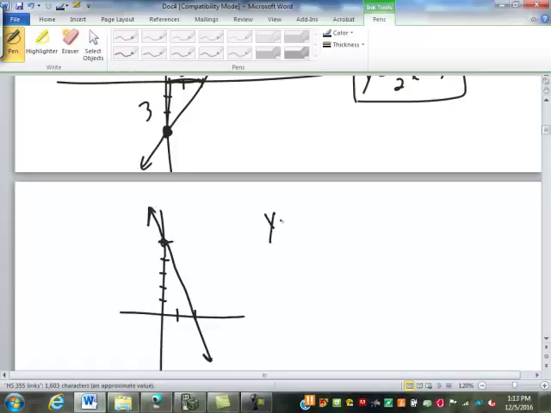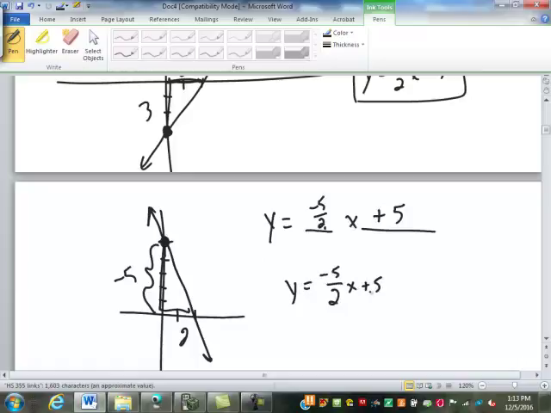How about this one? It starts at positive 5 here, right? It's always the up and down that it starts at. Yeah, for coordinates it's side to side, but for the equation it's always the up and down for graphing. So it's positive 5. Slope is negative 5 over 2. So y equals negative 5 halves x plus 5.